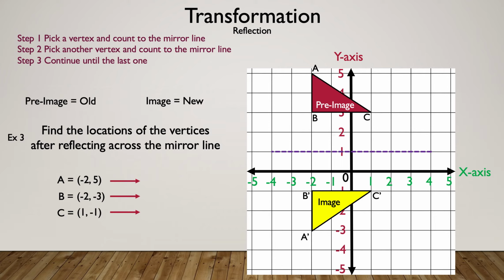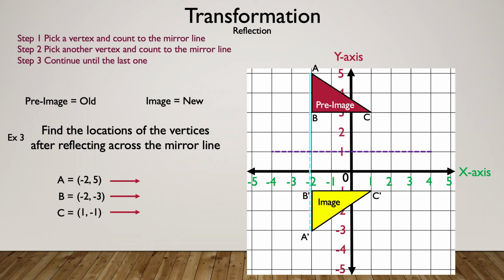So follow the steps. Let's start counting with vertex A. So 1, 2, 3, and 4. So we have 4 to the line. Now we count 4 away. So 1, 2, 3, and 4. Perfect. A prime is in the right spot.